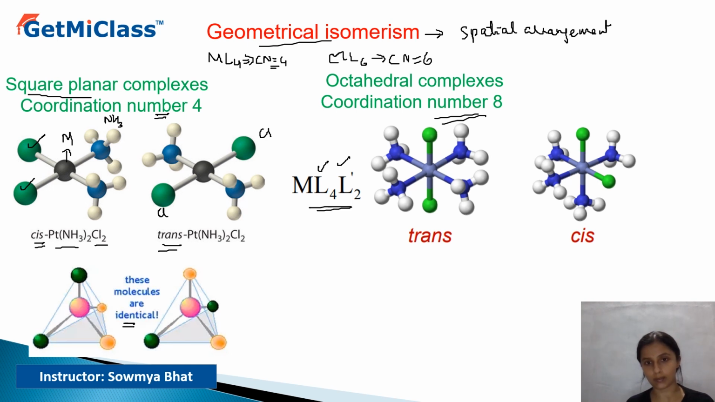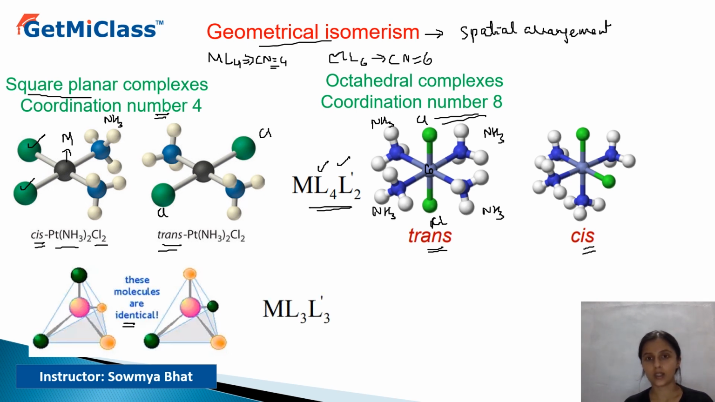For example, if this is a central metal atom, that's cobalt, and these are the NH3 groups. You can see that this is one NH3, this is one NH3, this is the other NH3, and this is the other NH3, and this is a chlorine, this is a chlorine. So two chlorines are on the opposite side. Two similar groups are on the opposite side. This will give you the trans structure. And if the two chlorines are not on the opposite side, then this is going to give you the cis form.